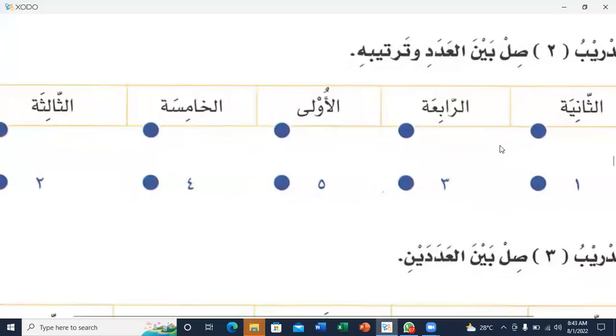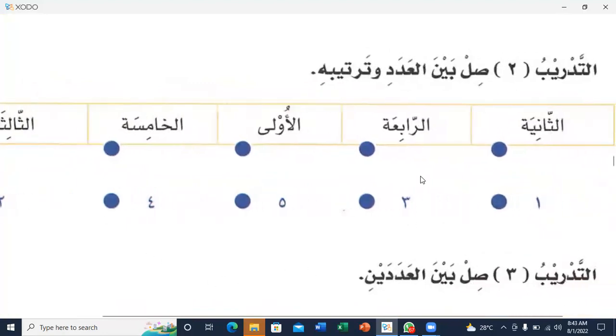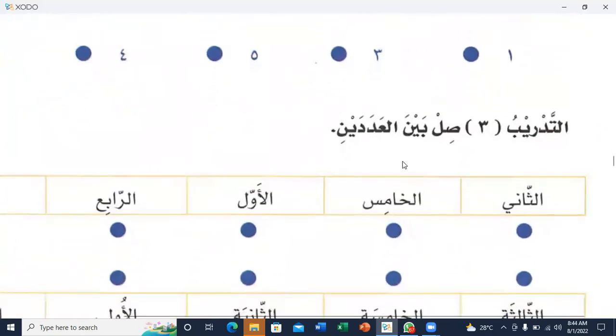And in this, show the words of these letters. Al-Thaniya, in written form like it, second. Okay. And Arabia in numbering form, fourth, like in this one, fourth. Al-Ula, this one, and Al-Khamisa is this, and Al-Thalisa is this. Okay, dear.